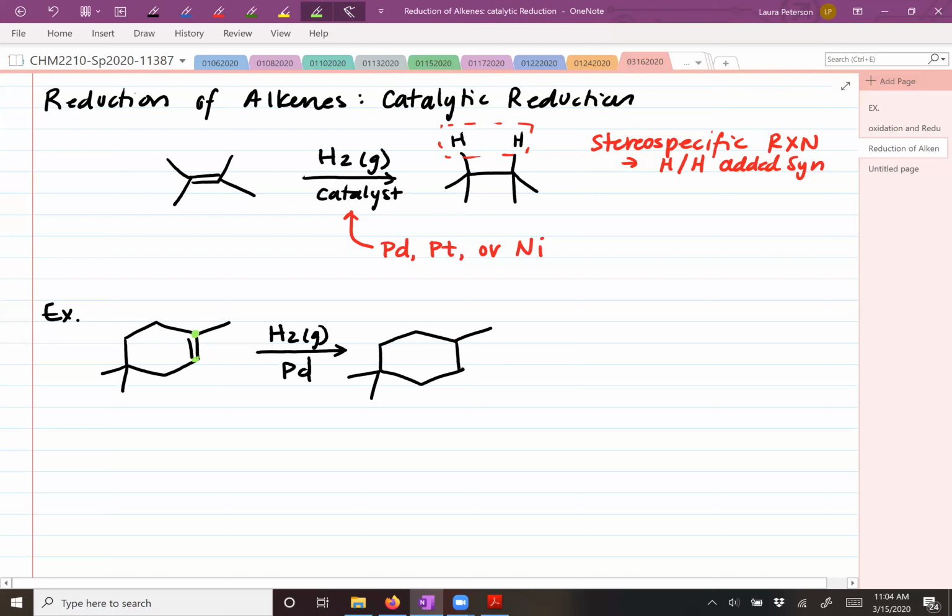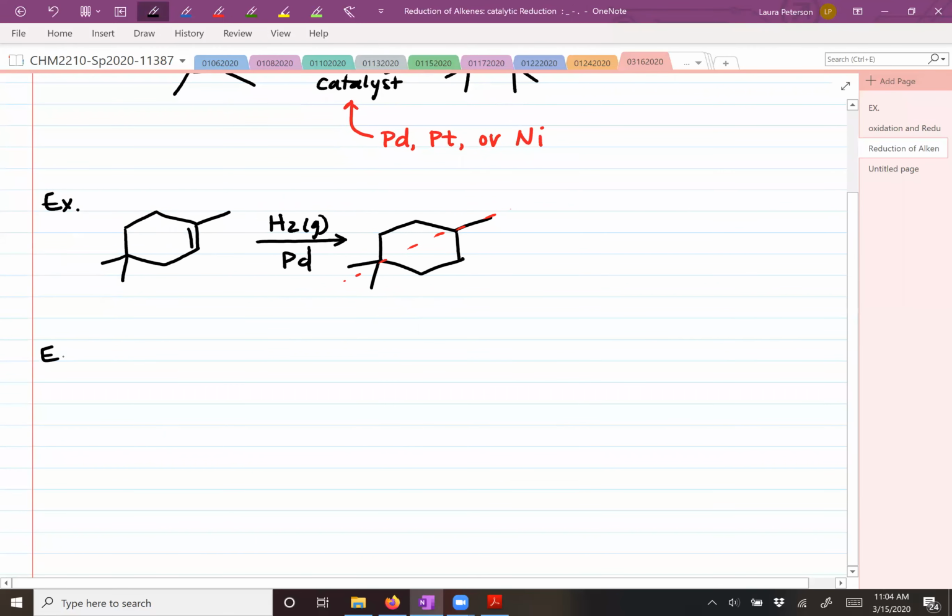And we haven't generated any chiral centers there. We have an internal plane of symmetry that we can see here. And so this is the only product that we need to include there. Okay, so let's try to think of then a cycloalkene example where we do generate a chiral center. So we could do something like this.